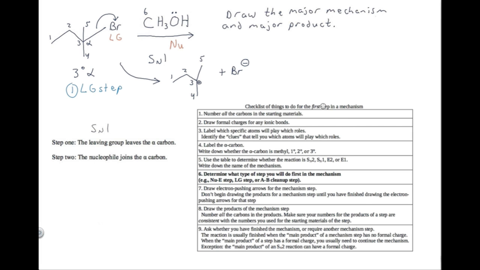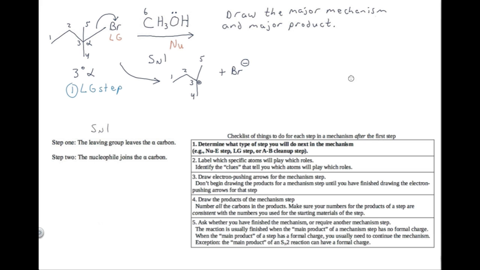Now remember, this was our checklist of things to carry out for the first step in the mechanism. Here's a slightly shorter checklist of actions to take for each step after the first step. Now again, we have to decide what type of step we're going to carry out for step 2. Well, we expect that step 2 of an SN1 will be the nucleophile attacking the alpha carbon, and therefore we expect that step 2 will be a nucleophile electrophile step.